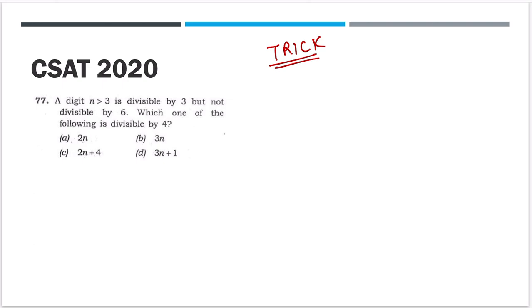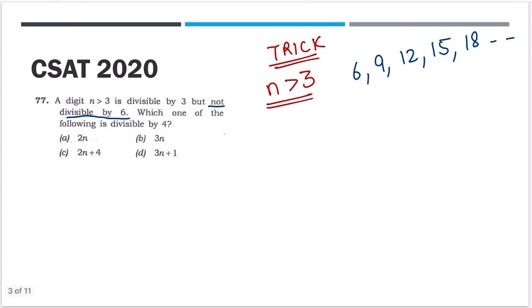Let's take a digit n greater than 3 which is divisible by 3. A number greater than 3 which is divisible by 3, I could take 6, 9, 12, 15, 18 and so on. But it is not divisible by 6. In that case I cannot take 6, I cannot take 12, I cannot take 18. I can take 9, I can take 15. So the numbers I can take are 9, 15, then 21 and so on. These are the numbers which satisfy the condition of the digit, right?